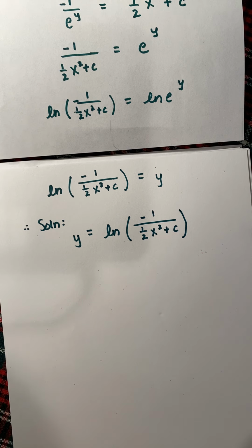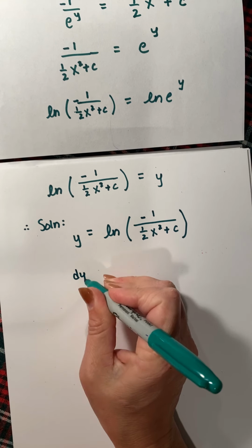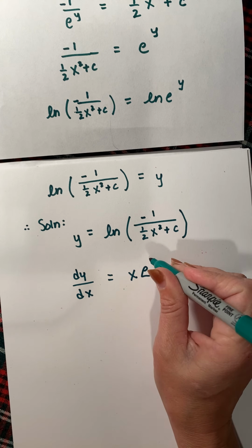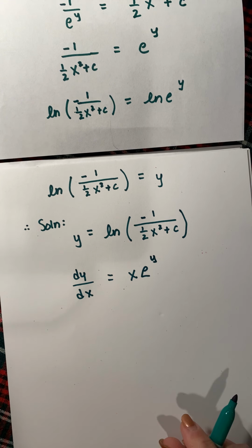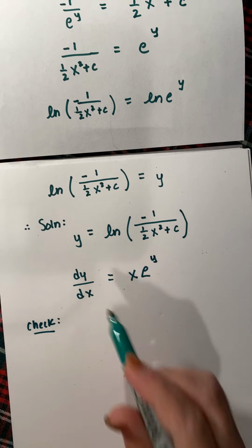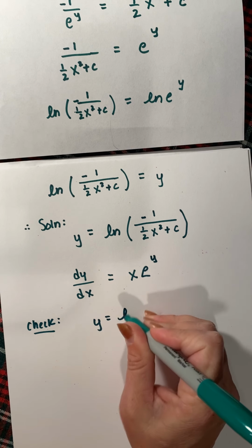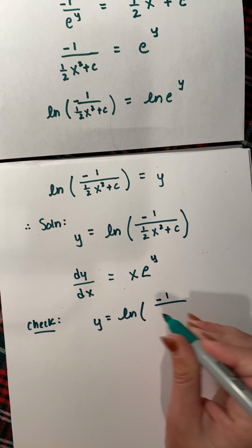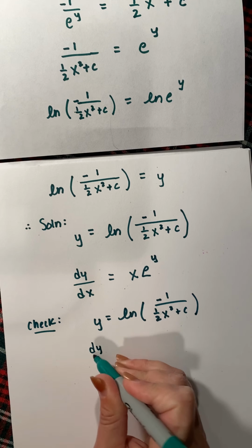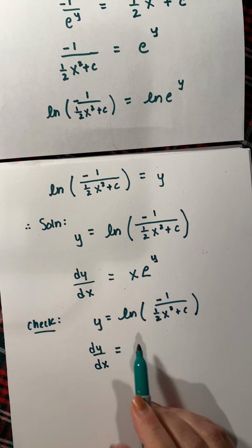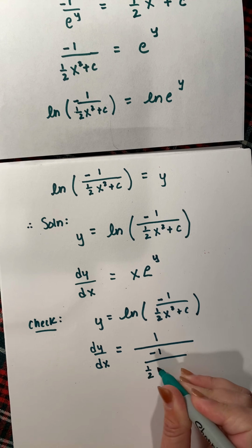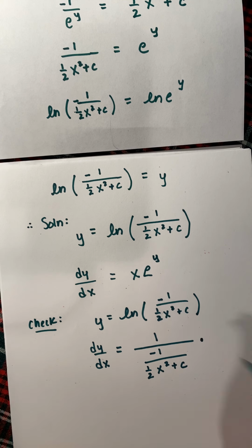All right, so I'm not going to do it for all of the problems, but remember this solves the differential equation dy/dx is equal to x e to the y. So let's in fact see that this is a solution by checking. So if y equals the natural log of this mess, negative 1 over (1/2 x squared plus c), then dy/dx, the derivative, is equal to, well, the derivative of the natural log of anything is 1 over that anything times the derivative of that anything.